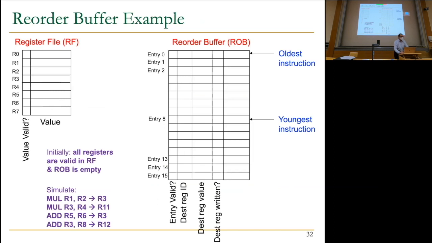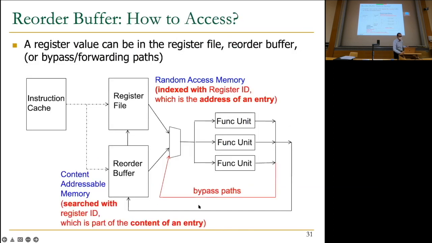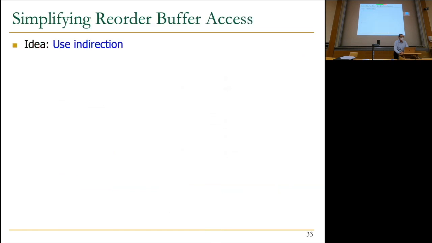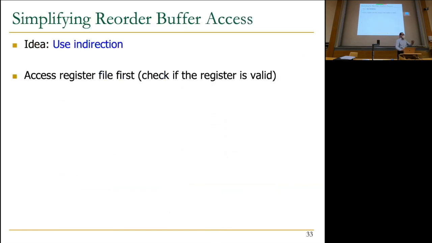But this is too complicated, basically. This reorder buffer search is actually very long. It can take very long, this content addressable memory, especially if the reorder buffer size is large. So let's try to simplify it. And the simplification is actually adding indirection, basically. Meaning, access the register file first. If the register file is invalid for the registers you're looking for, then access the reorder buffer.